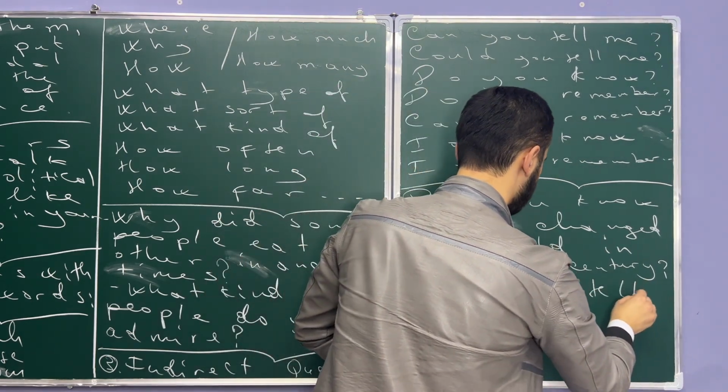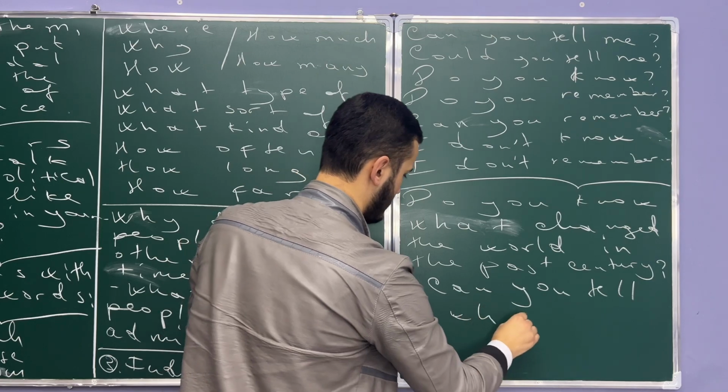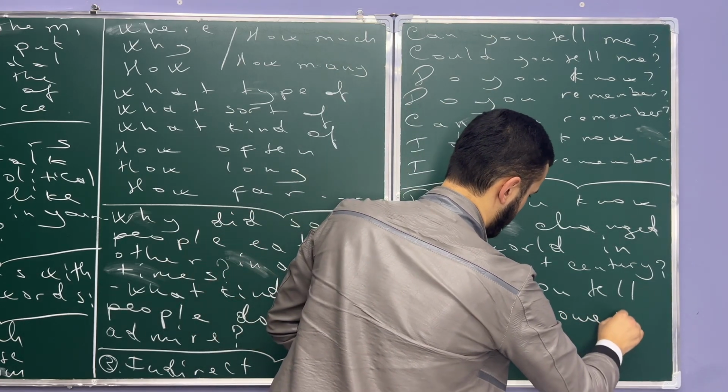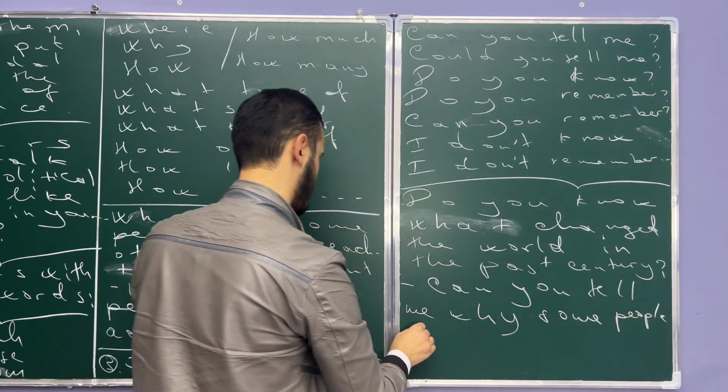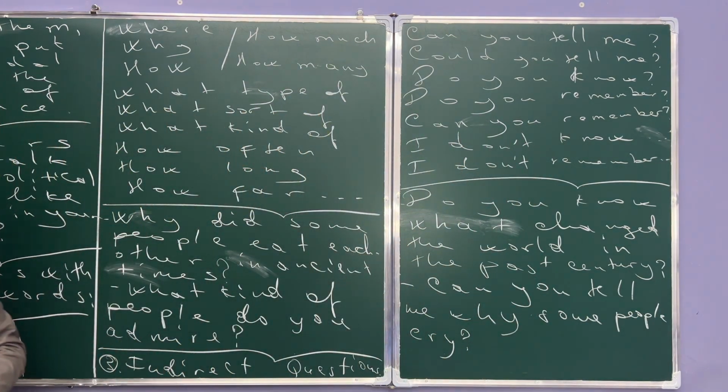Can you tell me why some people cry? Ladies and gentlemen, in the second sentence, originally it was like this: Why do some people cry? But I joined them together, yeah? I joined them together and changed it from a question into a statement form, because it's an indirect question. You get it, right? Or not?